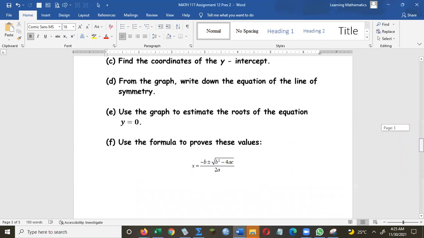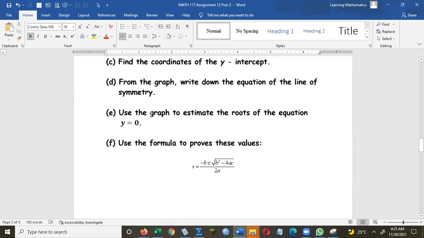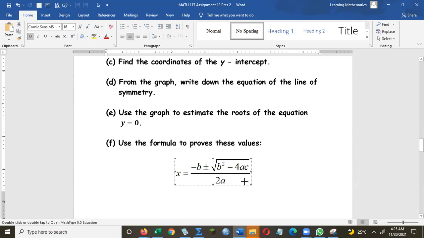Right, so we're moving on to part F. It's to use the formula to prove these values. So that's another way of finding the roots, by actually substituting the a, b, and c into this formula. They call that the quadratic formula. So that's another way to find the roots. Use this formula to find these values of the roots.